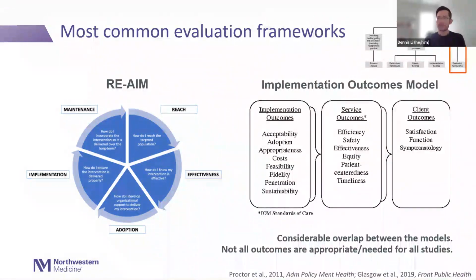The key points for you all to take away from this particular slide is that there is considerable overlap between the models. So you really can't go wrong in choosing either one. And oftentimes folks will supplement the construct from one into the other. And then that not all outcomes are appropriate or needed in all studies. So you can have an implementation study that focuses just on 2 or 3 of these outcomes. You don't have to hit all of them at the same time. Similar to how you don't have to study all determinants in a single study.